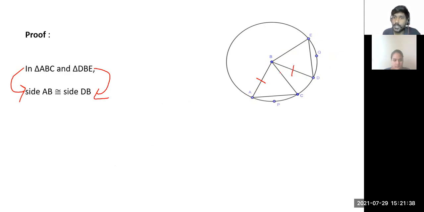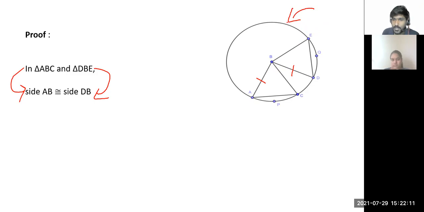Can you tell me why they will be congruent? What is the reason? Similarity, I guess, or something related to the circle. No, we have to prove congruency. We are proving it is congruent. So first I have taken side AB equal to side BD. But why are they congruent? See, they are of the same circle.